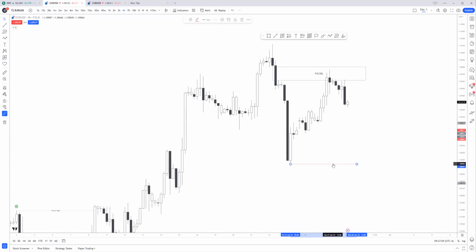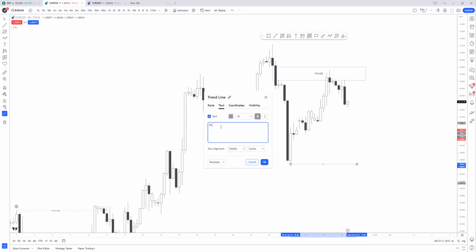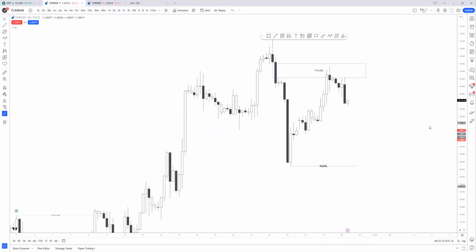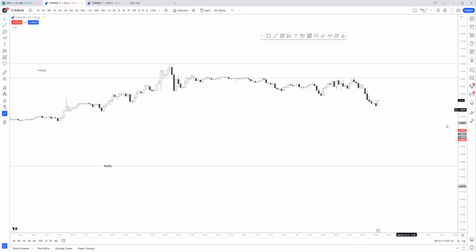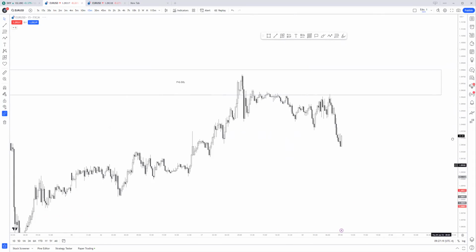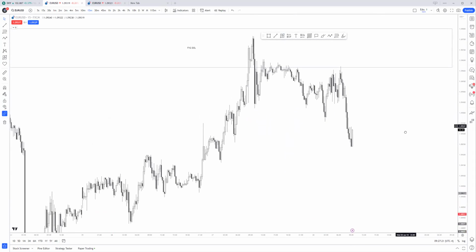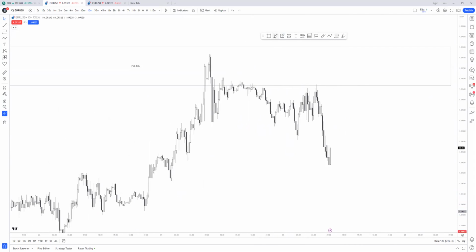Okay. This is the next draw, right? And now we're looking to confirm that on a lower time frame. So this is where we incorporate time of day as well, right? If we're looking at this, right?